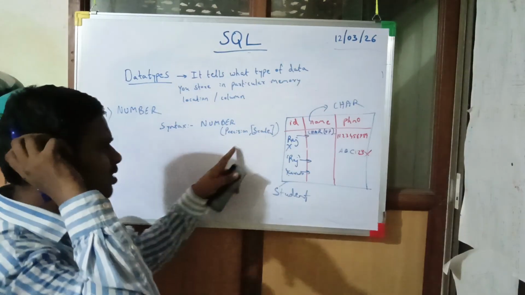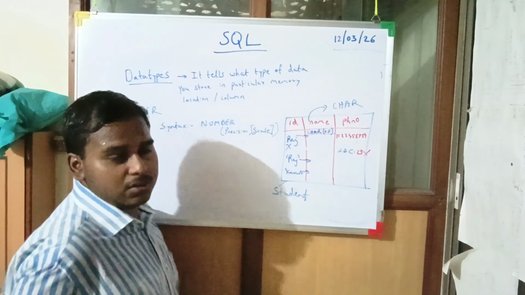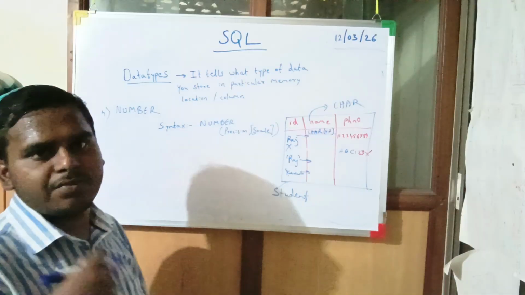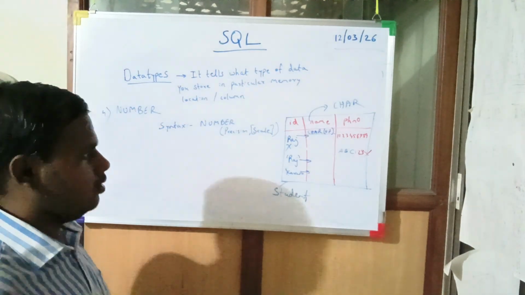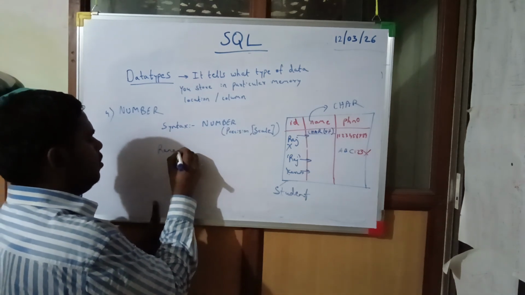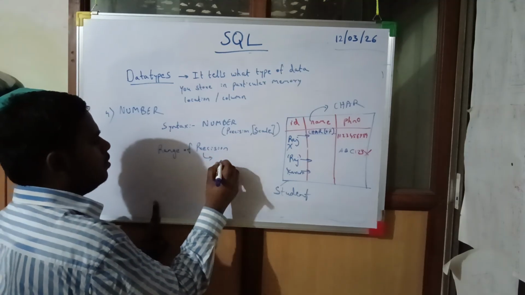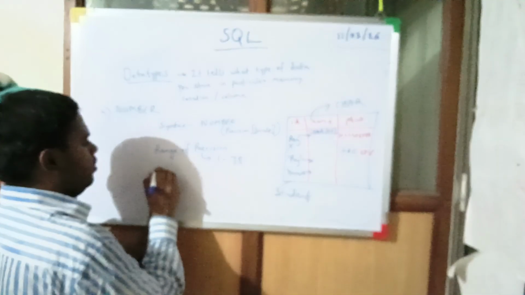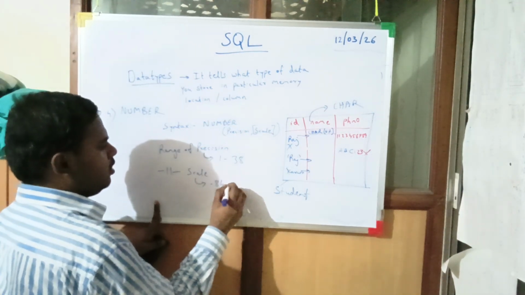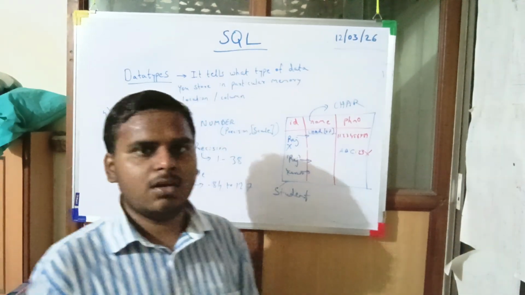Sir, what is precision, what is scale? Precision is the number of digits you can store: a 5 digit number, 2 digit number, 3 digit number. Scale is for decimal values, the number of decimal digits you can put. There is a range. The range of precision is 1 to 38, and the range of scale is -84 to 127. These are the precision and scale of numbers.